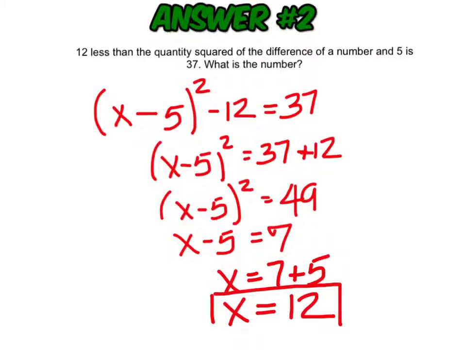12 less than the quantity squared of x minus 5 is 37. Your first step must be to move the minus 12 to the right side and make it plus. When you add, you get 49. Find the number that you have to square to get 49 and set x minus 5 equal to that number. When you add 5 to this side, you should get 12.